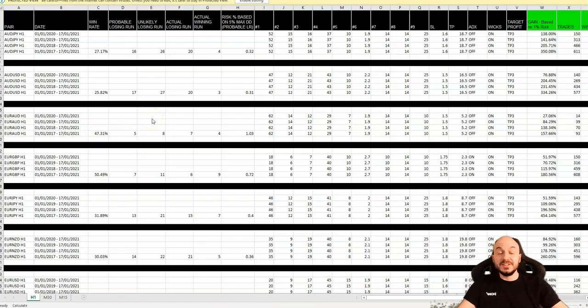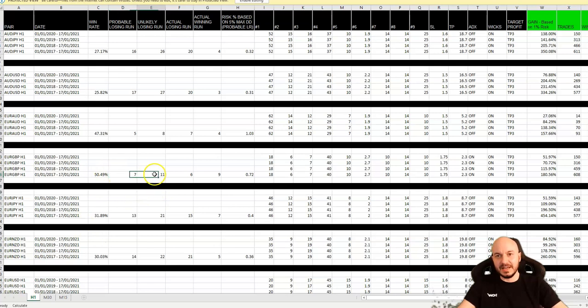So here's one I made earlier. This is what our members have got that we've prepared for them to show you the level of detail that we go into here. So here's the euro-pound settings from 2017 to 2021. Here's the data. So what we've got here is what I've taken from the spreadsheet.